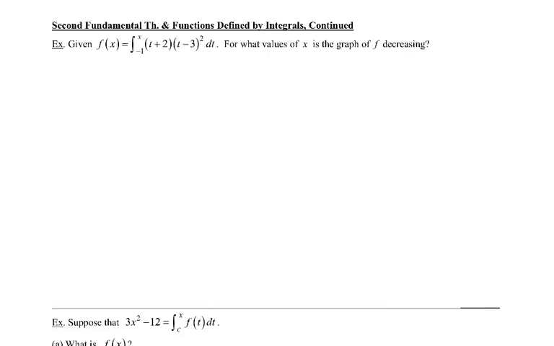Told you this was kind of a miscellaneous integration topics kind of a day. We're just kind of blending all of these things together and seeing how much we really understand it. So this is going to blend the second fundamental theorem as well as a function defined by an integral.